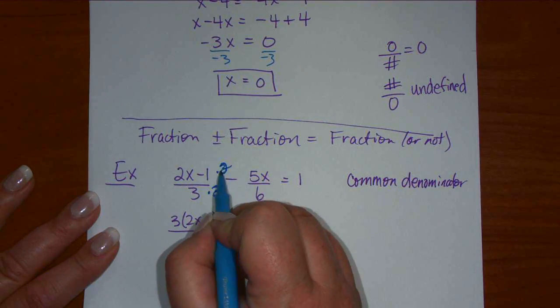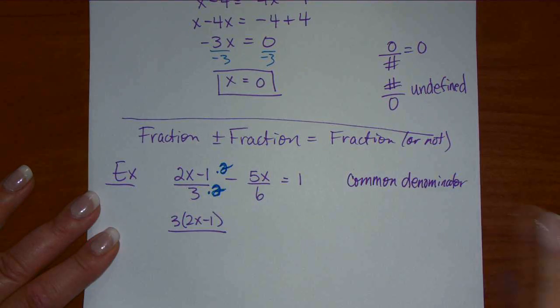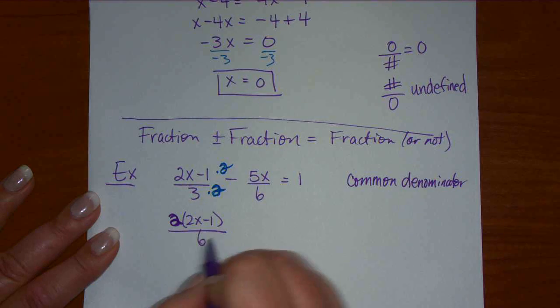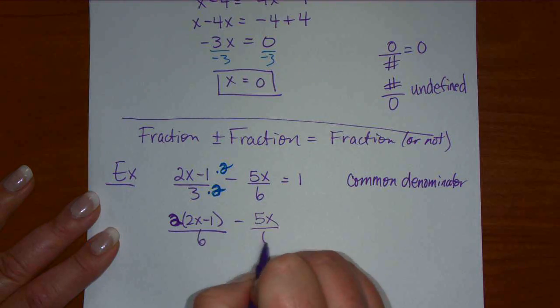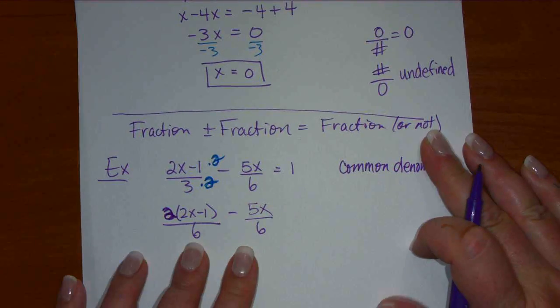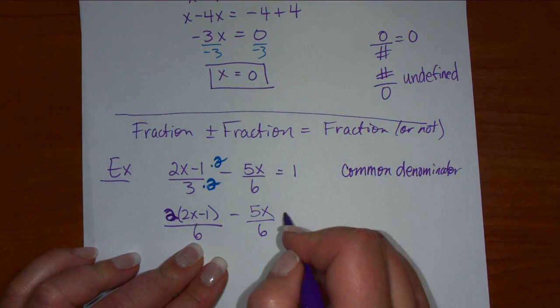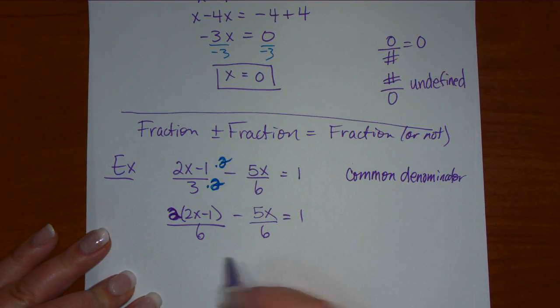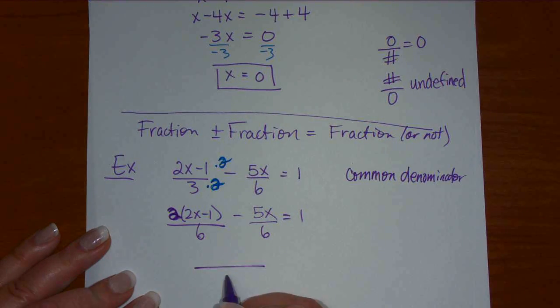3 times 3 is 9, not 6. There we go. 3 times 2 is 6. We don't need to change the second one because it's already over 6. And just rewrite the 1 because we're not changing that. You don't need all of them to have the same denominator. Just one side so you can combine them. This can now be combined as one fraction over 6.